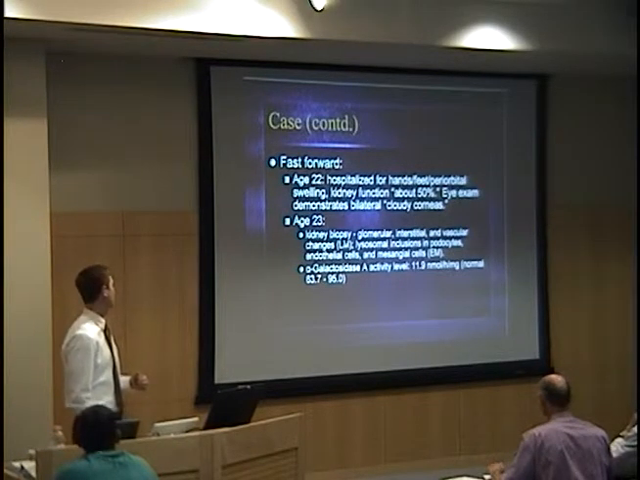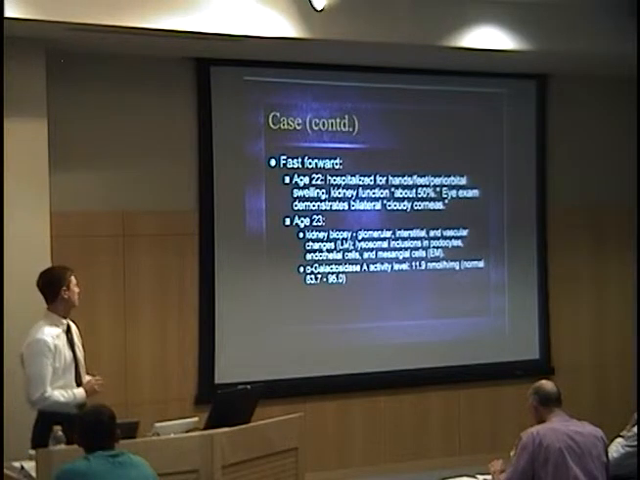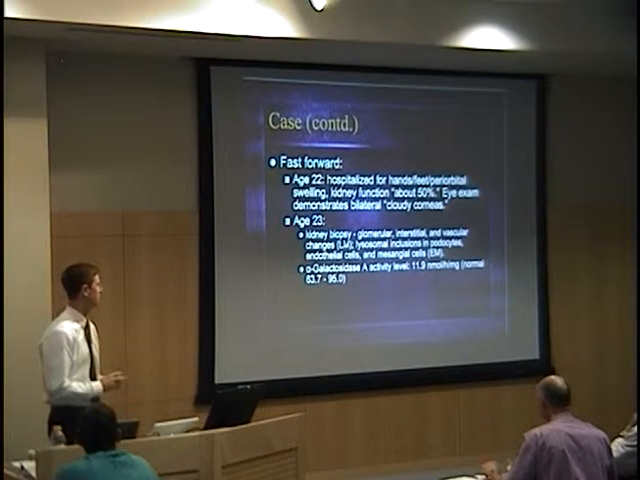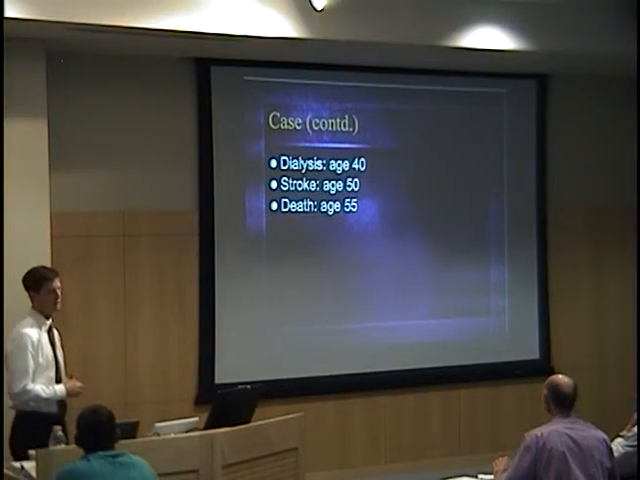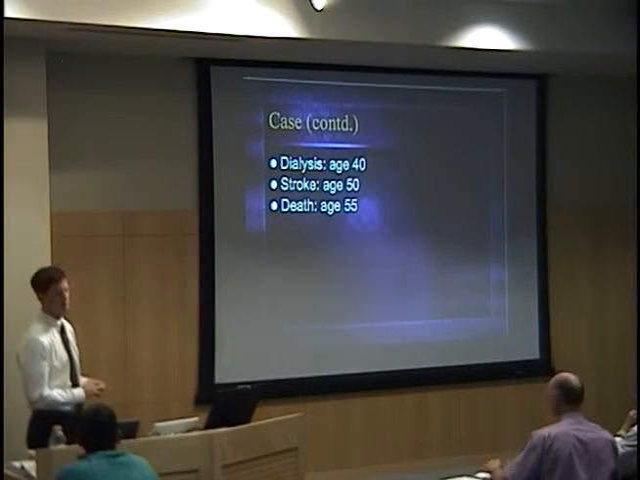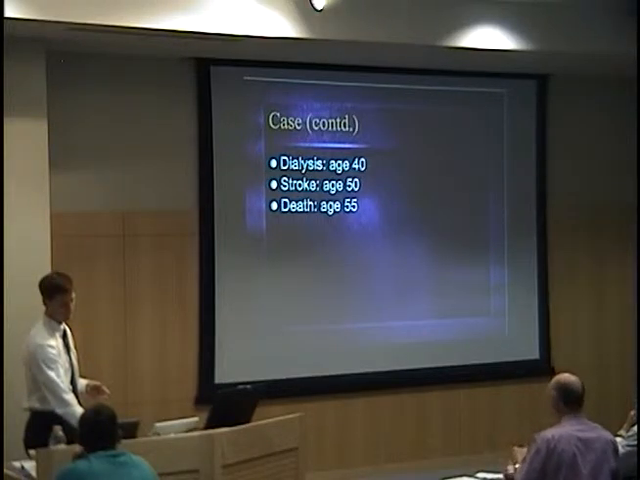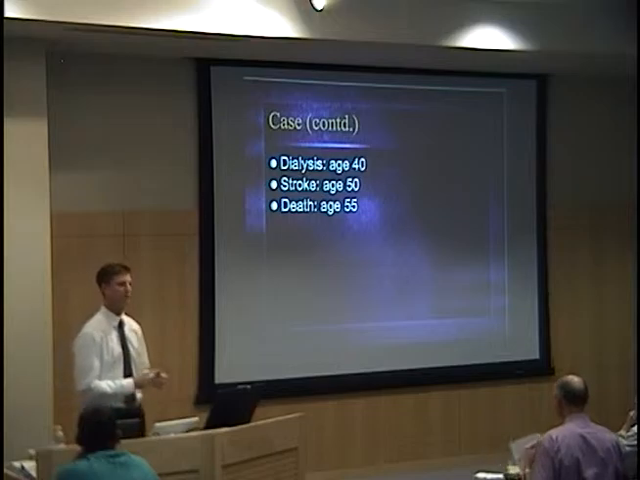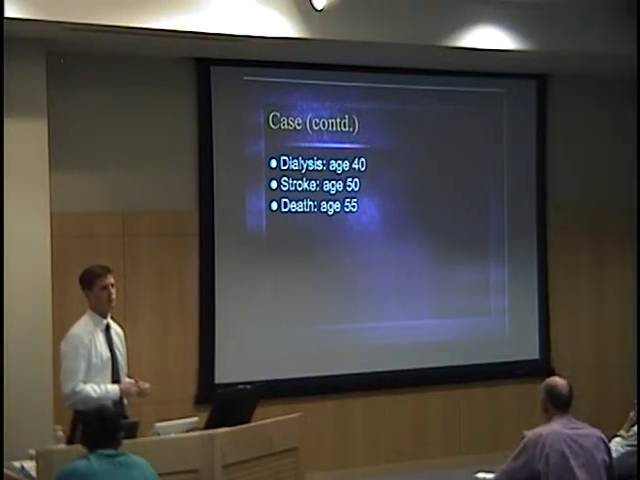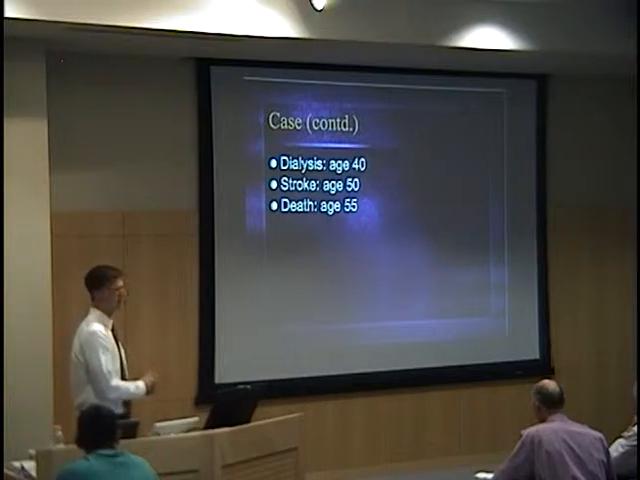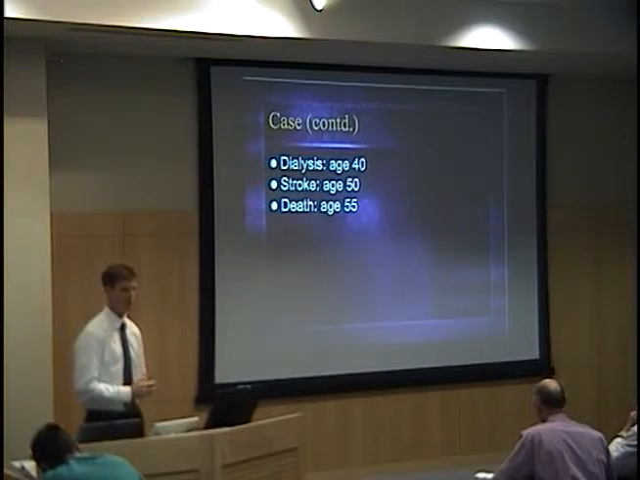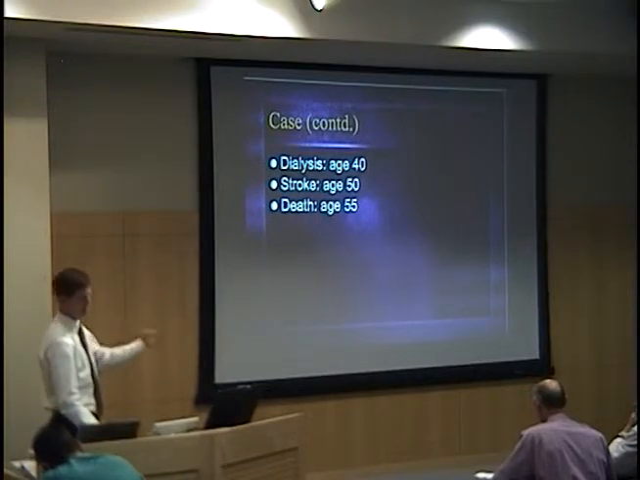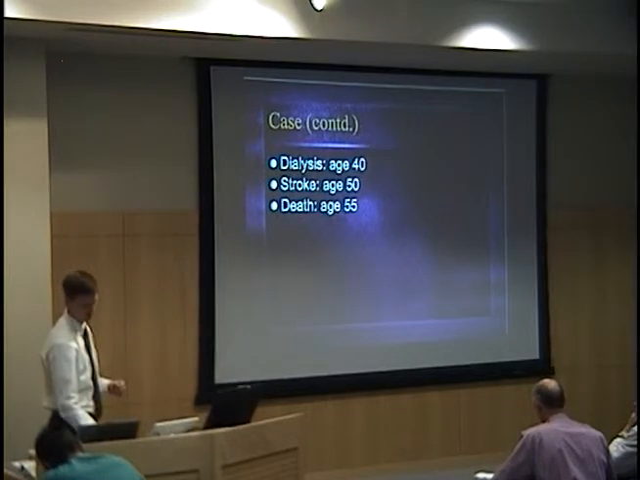They sent a lab for alpha-galactosidase A, and the activity of that enzyme was markedly low at 11.9, thus diagnosing him with Fabry disease. By age 40, he was on dialysis, had a stroke at age 50, and died at 55. So this case is very classic in terms of the timeline. The average length of time between first presentation of symptoms and diagnosis is about 9 years. It's easily missed. So this patient presented at 14, and by 23, finally was diagnosed.